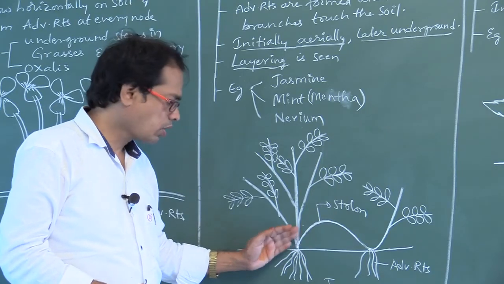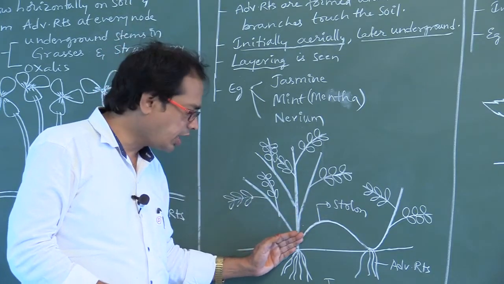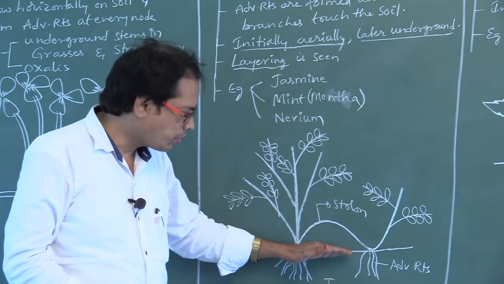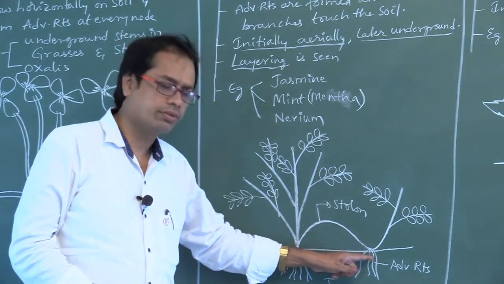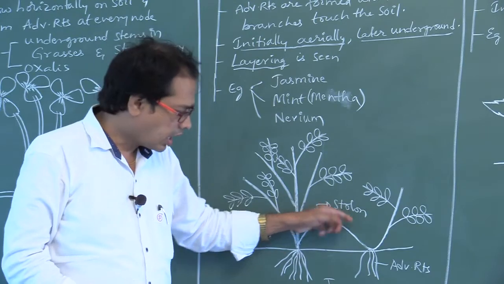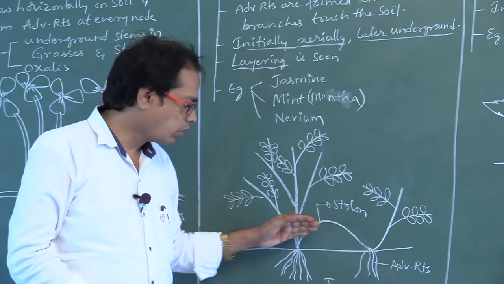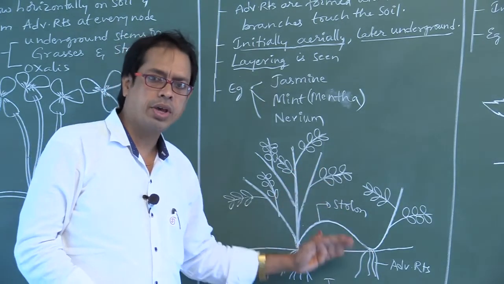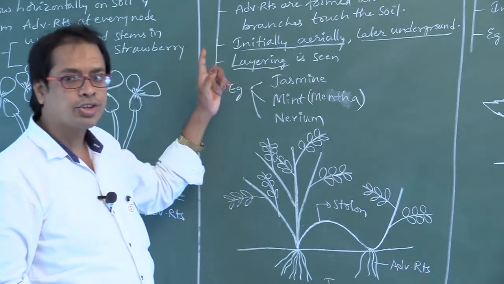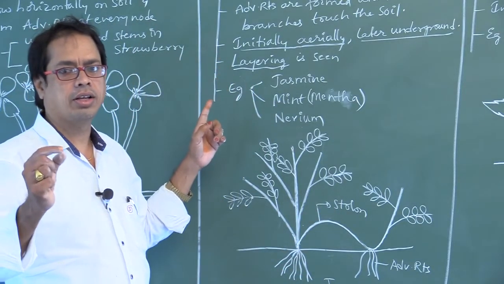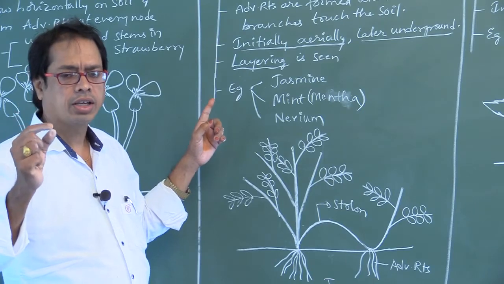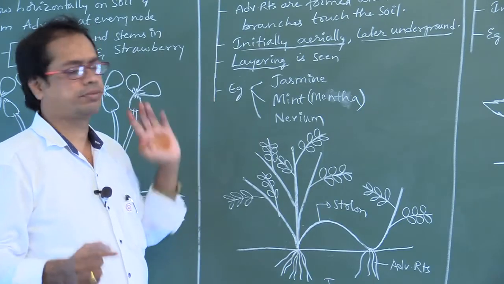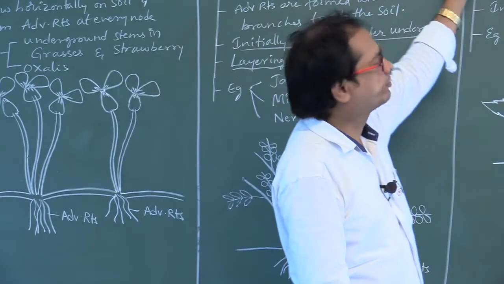It grows initially aerial. This is above the soil, this is below the soil. So, initially aerial and later underground. This type of subaerial stem modification is called stolon. Examples: jasmine, mint, nerium.